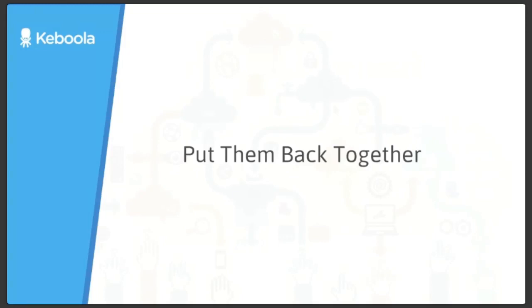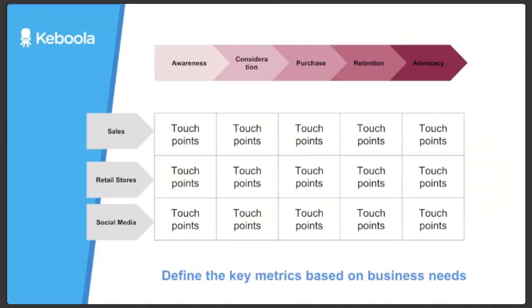Now let's move on to putting these components back together. The two-dimensional matrix we introduced earlier is the core piece of entire customer journey analysis. This matrix should be used by analytics team to have the full picture of all kinds of activities happening in different channels. They should also define the key metrics to use that are aligned with their organization's strategic objectives.